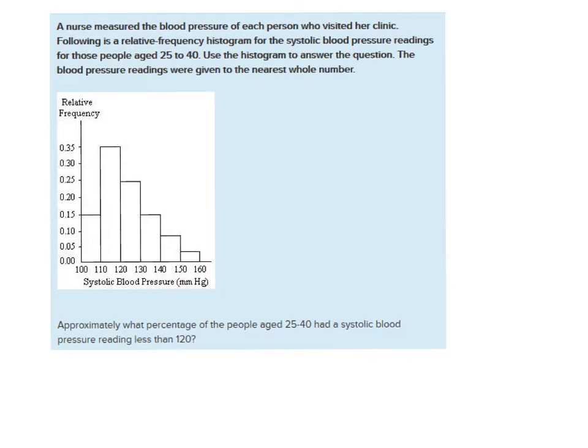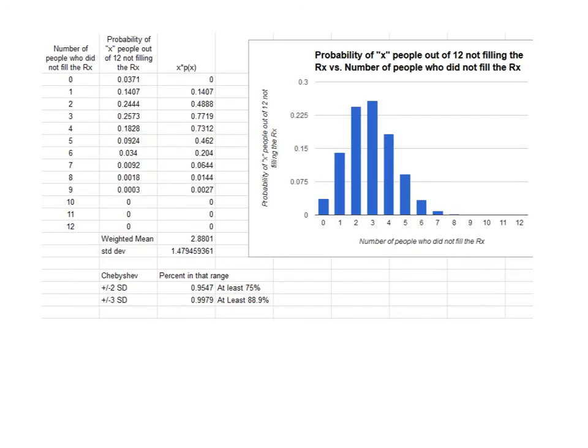So going back to that binomial distribution, if I want to know the probability of between 0 and 3 people not filling their prescription, I could just add up those probabilities right here, right? Very similar. So this is a density curve. I hope you're making that connection with those first couple slides. We're adding up those bars to get an estimate of the probability.